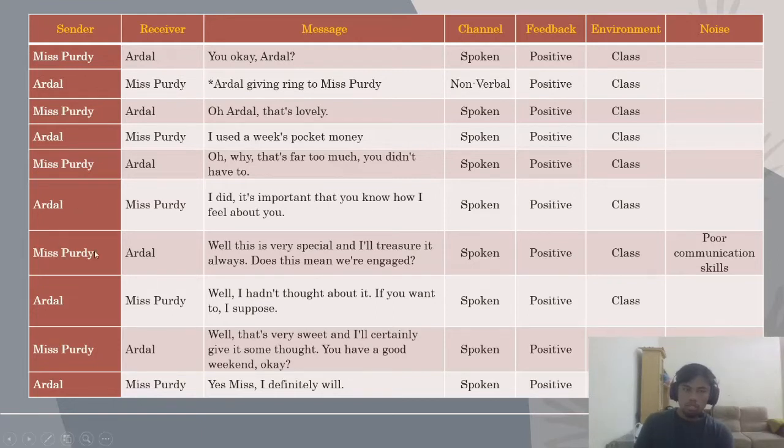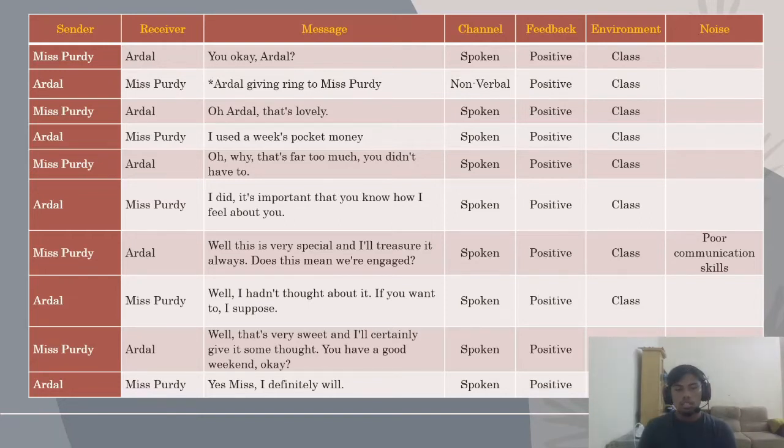Then Miss Purdy replied with, "Well, this is very special, and I'll treasure it always. Does it mean we're engaged?" It is spoken and has positive feedback, but it also has noise, which is the poor communication skills of Miss Purdy. She didn't phrase the words well enough, and Ardil thought that they are really engaged, because Ardil replied with, "Well, I hadn't thought about it. If you wanted to, I suppose," to Miss Purdy, which is spoken and has positive feedback.